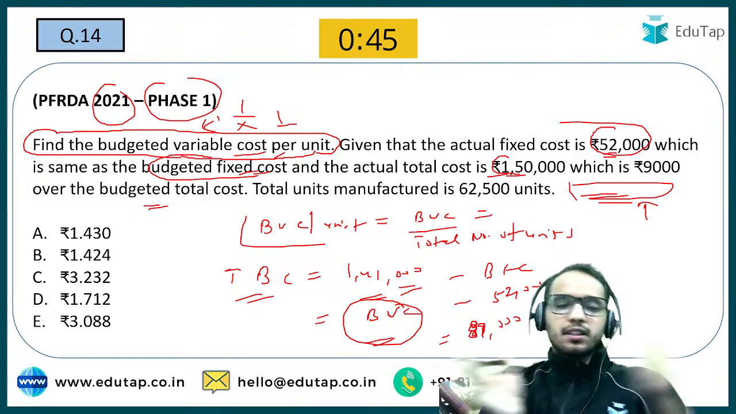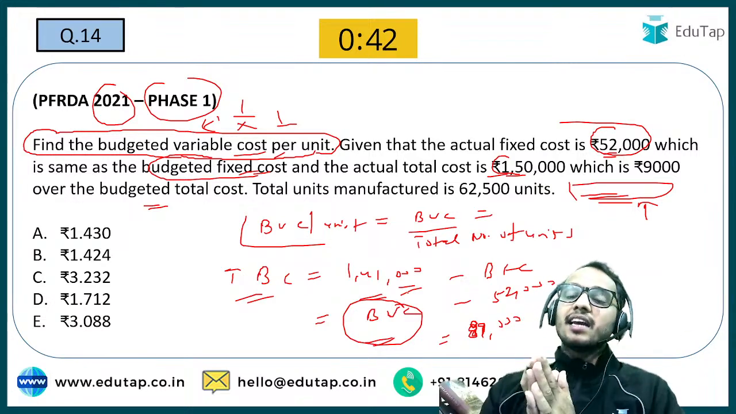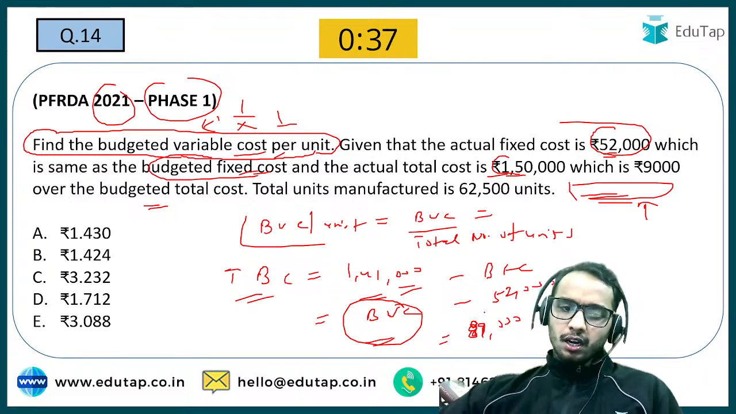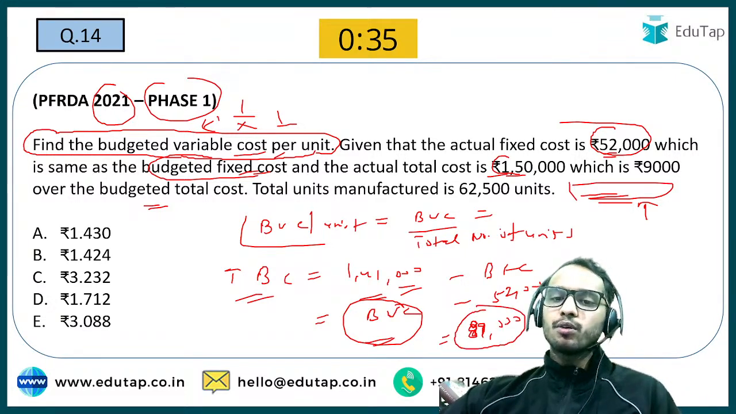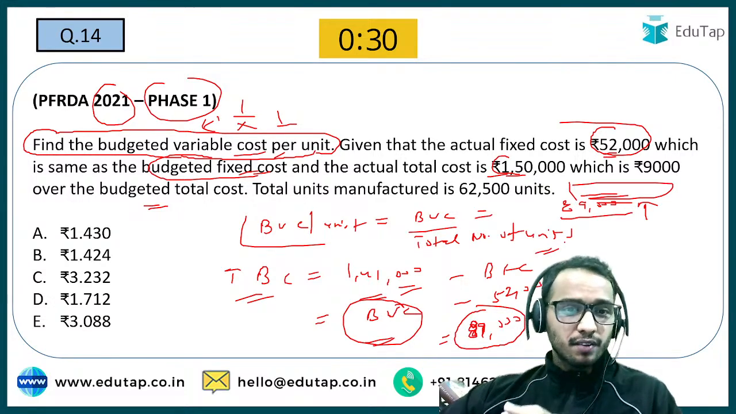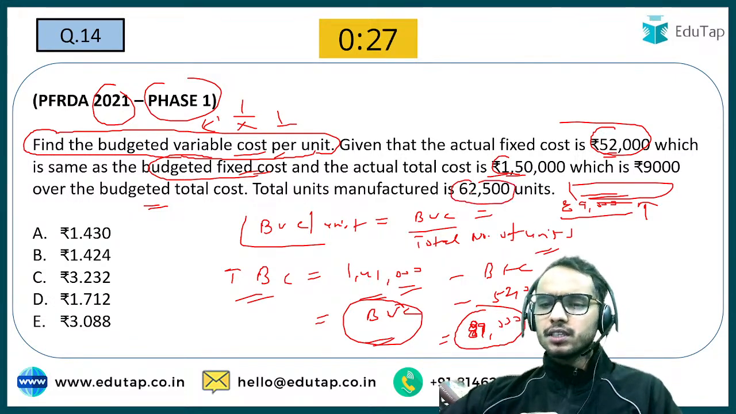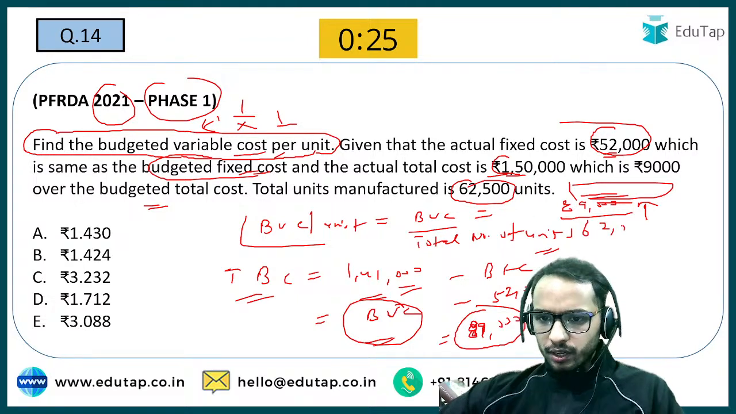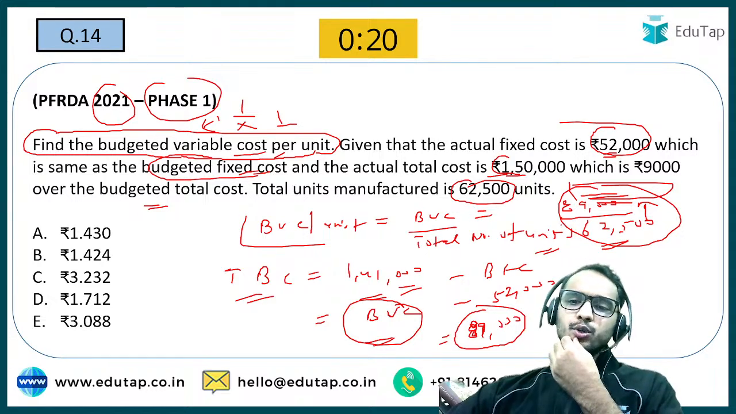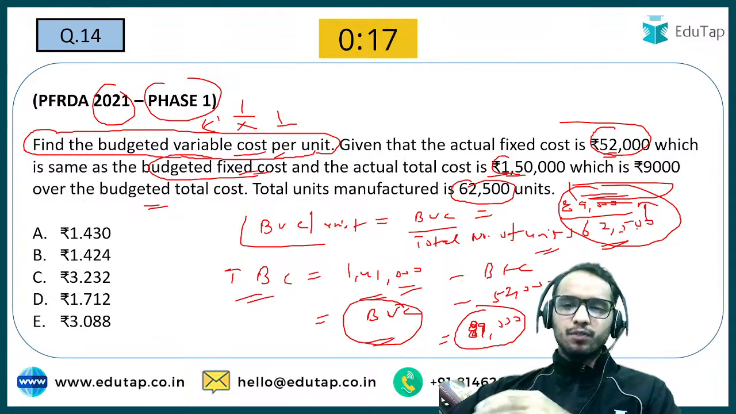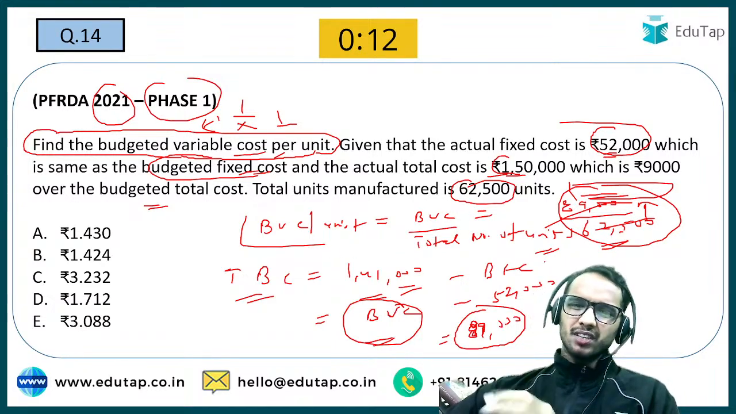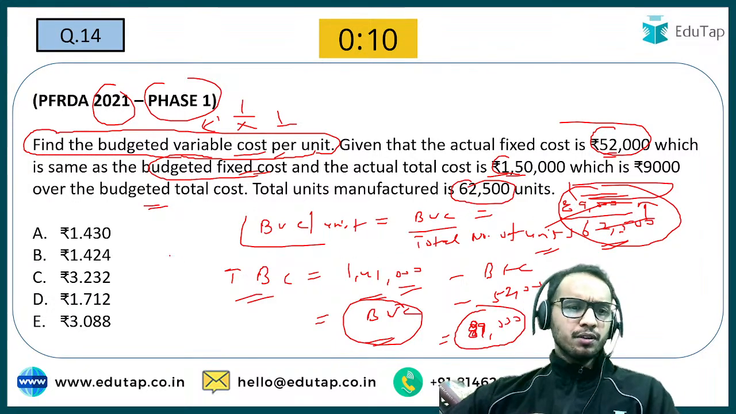First I deducted 41,000, so it becomes 1 lakh. Then I deducted 11,000, so it becomes 89,000. So total budgeted variable cost becomes 89,000. When you divide 89,000 by total number of units, it is given to you, 62,500. So 89,000 divided by 62,500, you have to do it on your own. It will be around 1.4 something.